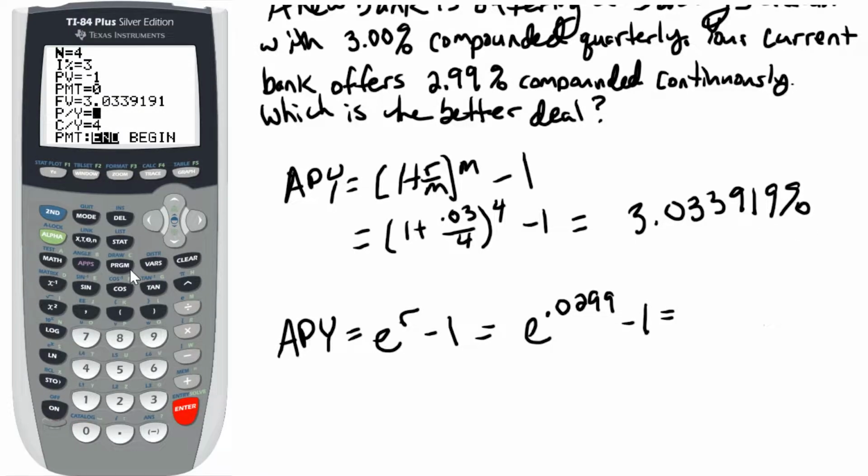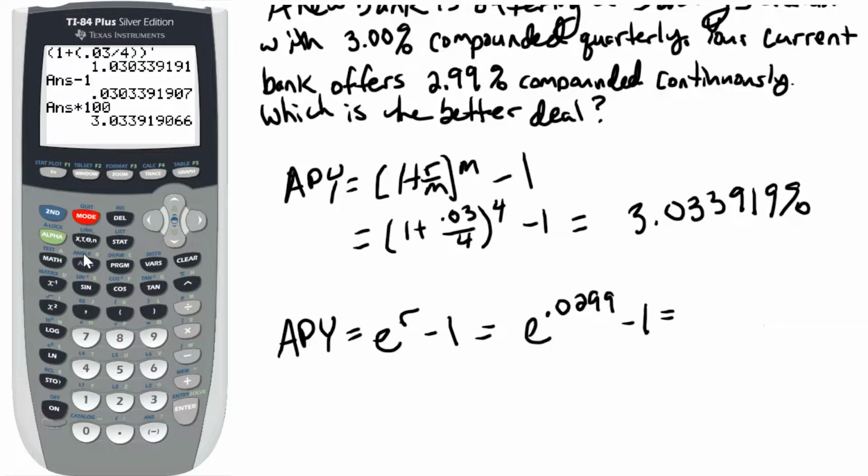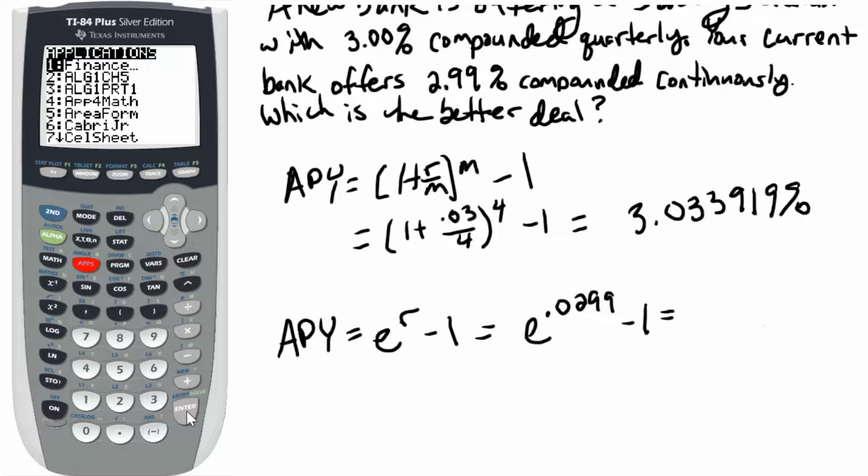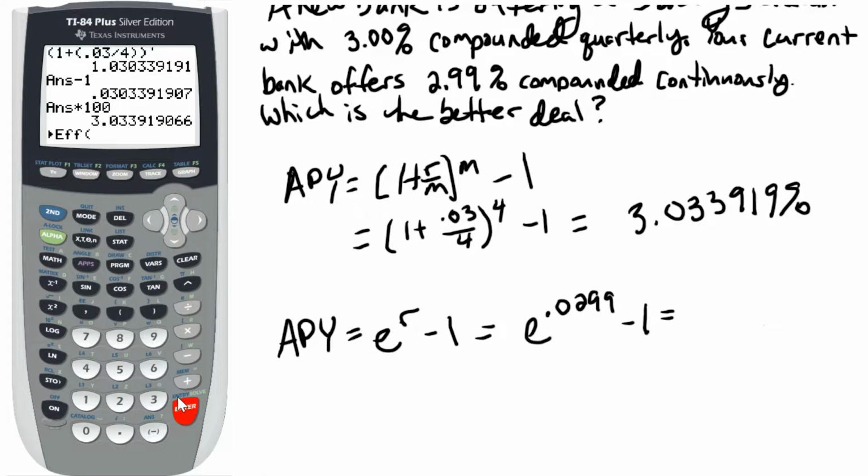Okay, now the final way to do it, which winds up being the easiest, the last way I'm going to show you, is the effective rate. There's a command already built in for doing that, so it's under apps, just like the TVM solver, but instead of going to it, we're going to keep going down. We're going to go all the way down to C, where the EFF command is, EFF.